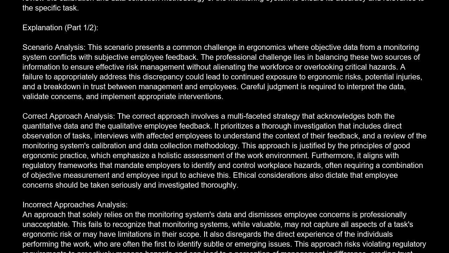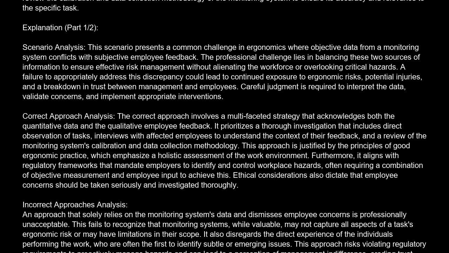Explanation. Scenario analysis. This scenario presents a common challenge in ergonomics where objective data from a monitoring system conflicts with subjective employee feedback. The professional challenge lies in balancing these two sources of information to ensure effective risk management without alienating the workforce or overlooking critical hazards. A failure to appropriately address this discrepancy could lead to continued exposure to ergonomic risks, potential injuries, and a breakdown in trust between management and employees. Careful judgment is required to interpret the data, validate concerns, and implement appropriate interventions.